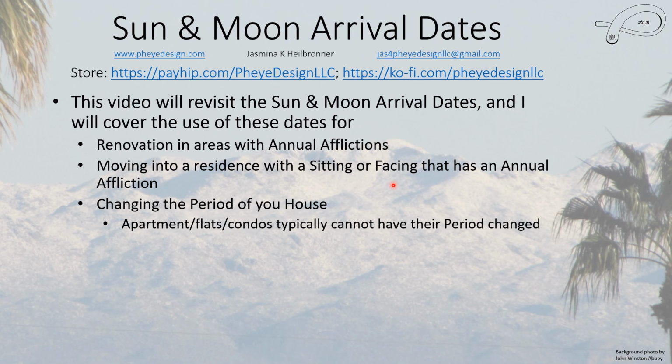Another time you can use the Sun and Moon arrival dates is moving into a residence that has either a sitting or facing direction that has an annual affliction. And also, if you want to change the period of your house, depending on which method you choose, you may also need to worry about the Sun and Moon arrival dates. Now, that's not always true for the change of period, but some of them are.